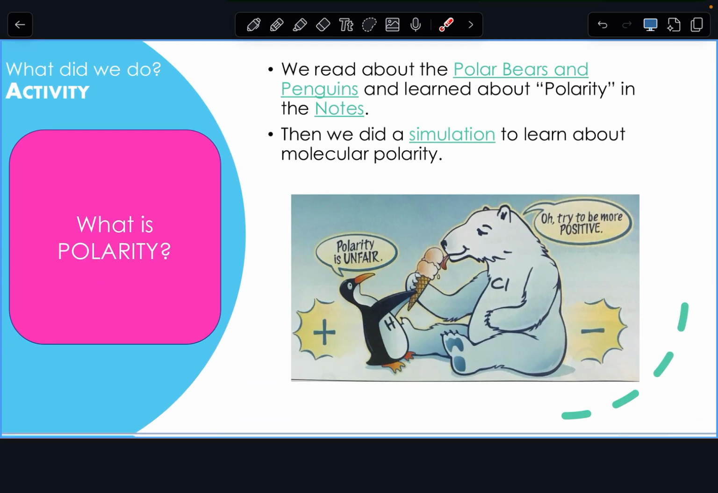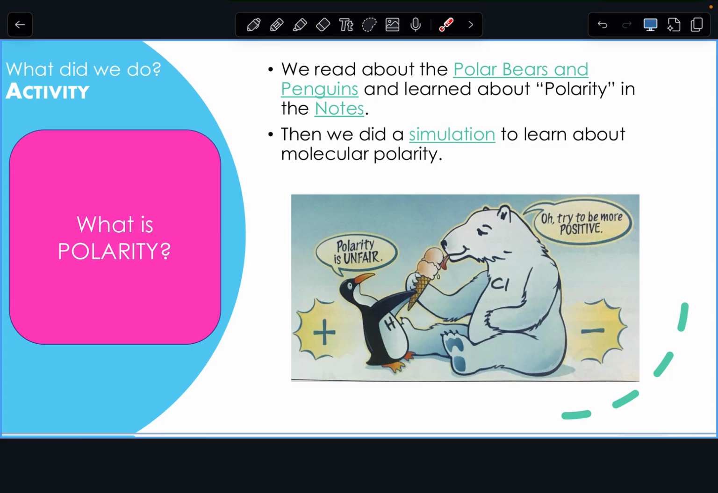I let you read a comic, The Polar Bears and the Penguins, was all about polarity. If you are still confused about polarity, go back and look at this again, because you've got a whole new perspective now. But the polar bears and the penguins really focused on electronegativity and the pull of electrons. So things that were more electronegative, in this example, chlorine, pulled electrons towards them when they were in bonds, and then this one got the electrons pulled away from it, which made the chlorine become a little bit negative and the hydrogen become a little bit positive. And there we learned about the polar bond.